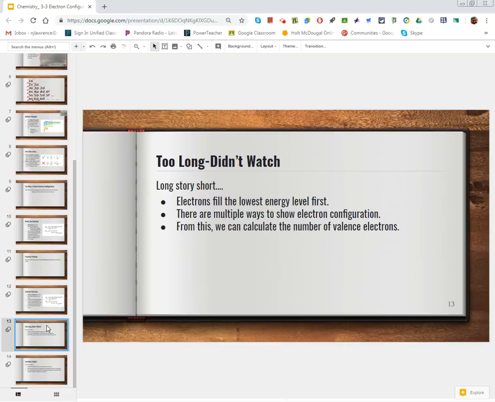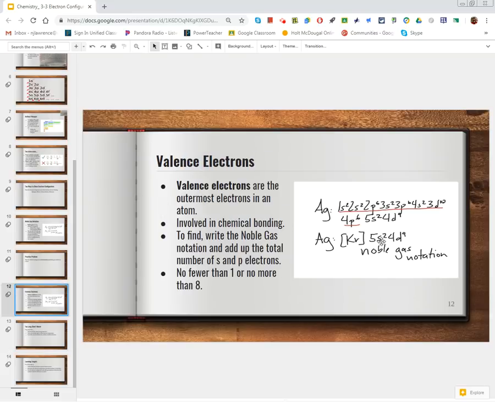All right, so I hope this video helped. Sorry it was a little long. But again, what are we doing? Electrons are going to fill up that lowest energy level first. That's called the Aufbau Principle. There are multiple ways to show electron configuration. There's 3 ways to be exact. There's the electron configuration notation, there's the orbital notation, and there's the noble gas notation. And then from this, we can easily calculate the number of valence electrons by simply looking at how many electrons are there in that highest energy level.